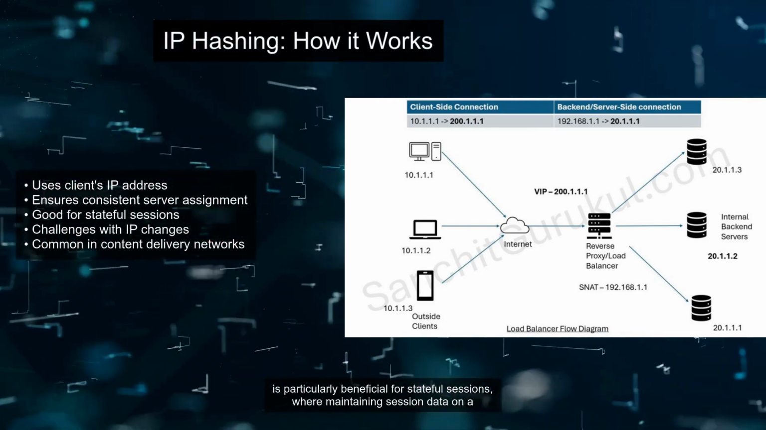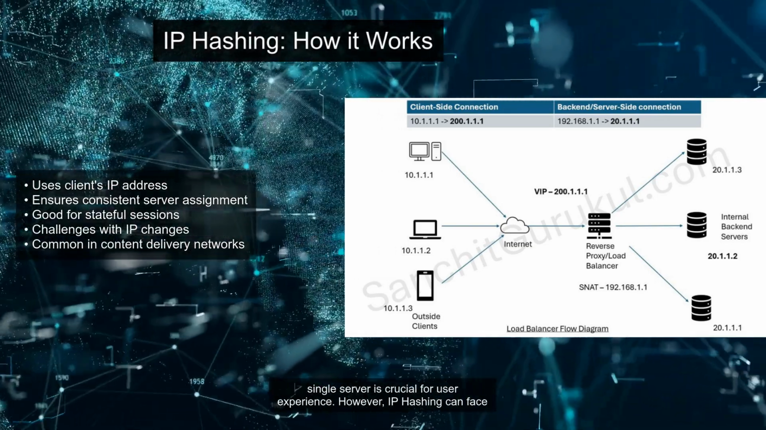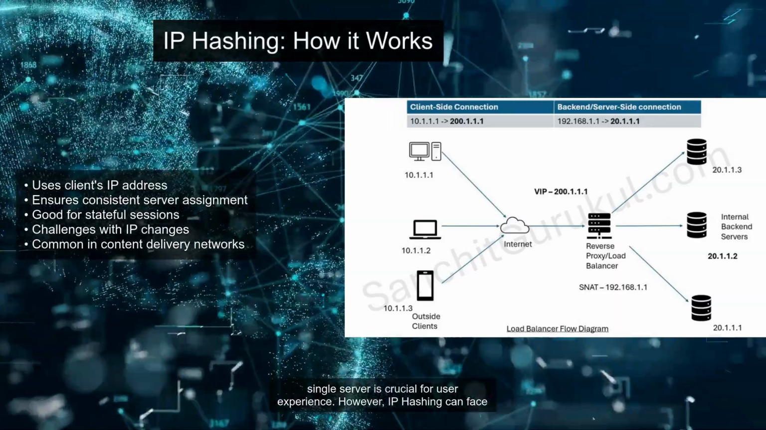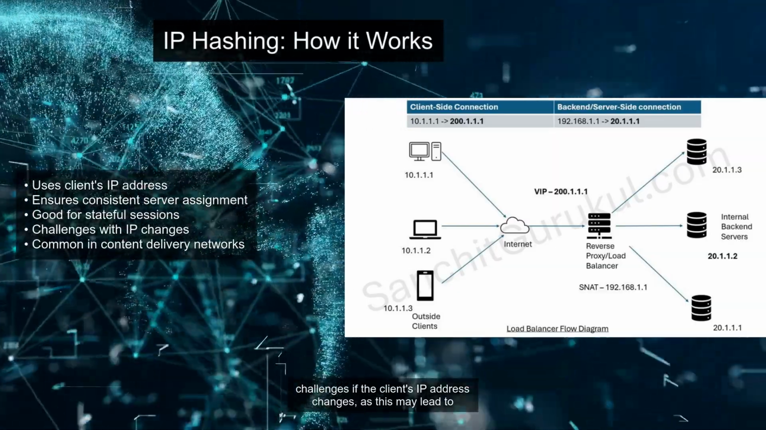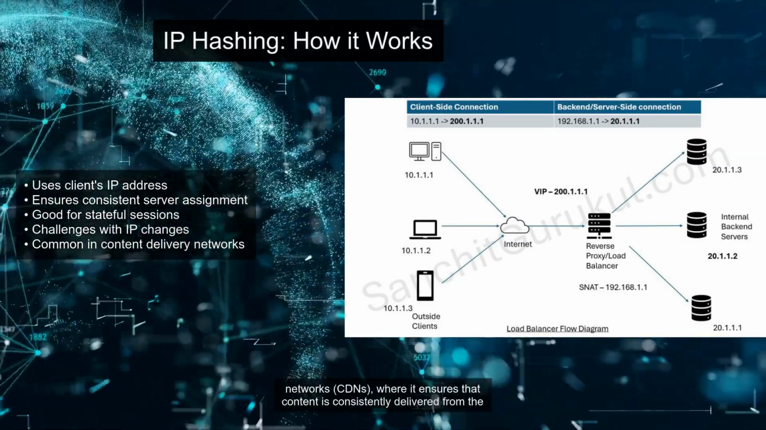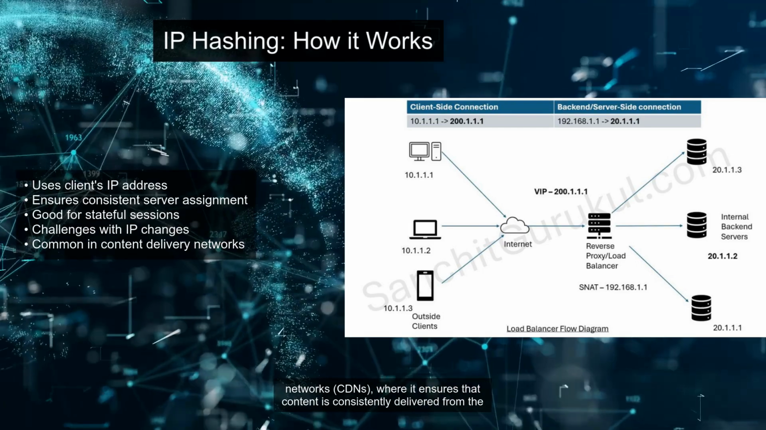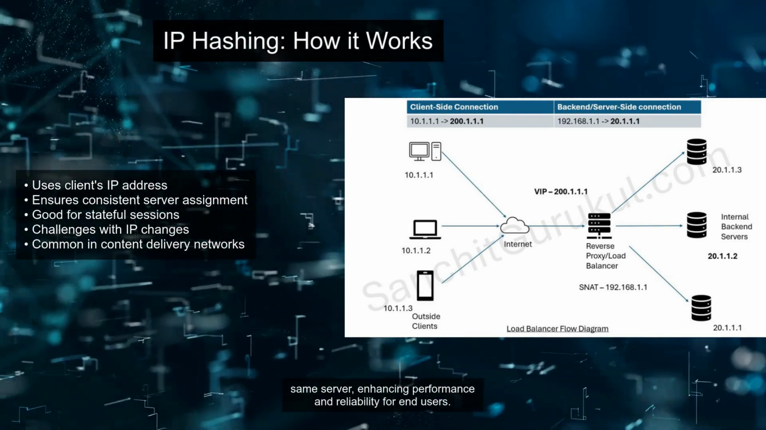This consistency is particularly beneficial for stateful sessions, where maintaining session data on a single server is crucial for user experience. However, IP hashing can face challenges if the client's IP address changes, as this may lead to session disruption. Despite this, IP hashing is commonly used in content delivery networks, CDNs, where it ensures that content is consistently delivered from the same server, enhancing performance and reliability for end users.